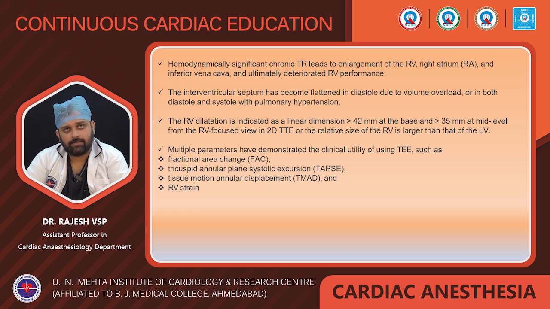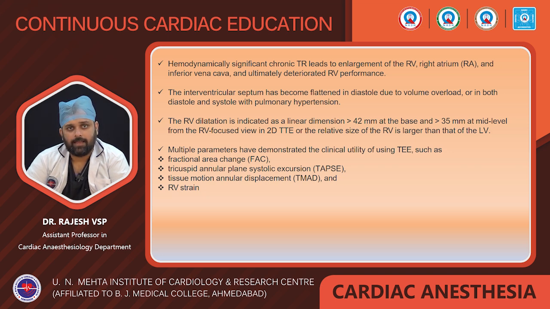Hemodynamically significant chronic regurgitation leads to enlargement of the right ventricle, right atrium and IVC, and ultimately deteriorates RV performance. The interventricular septum becomes flattened in diastole due to volume overload, or in both diastole and systole with pulmonary hypertension. RV dilatation is indicated by a linear dimension of more than 42 mm at the base and more than 32 mm at the mid-level, and in the RV-focused view in 2D TTE, the RV is relatively larger than the LV.